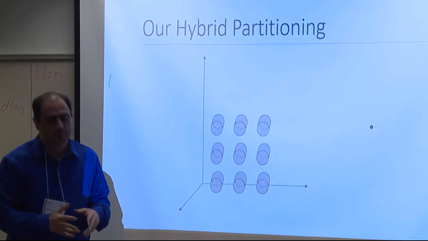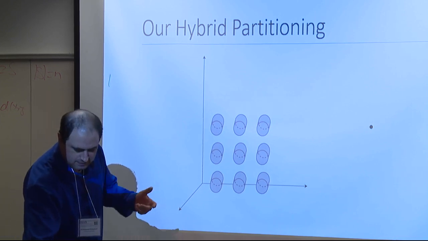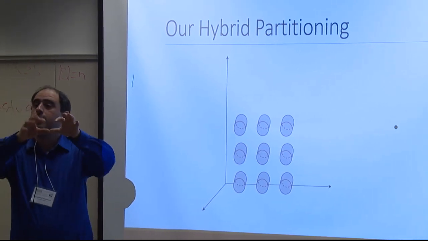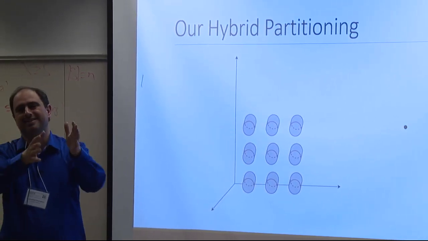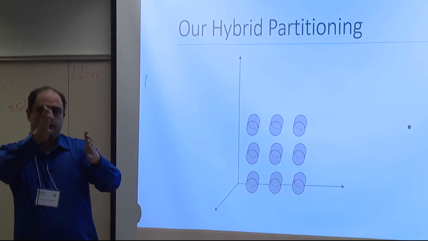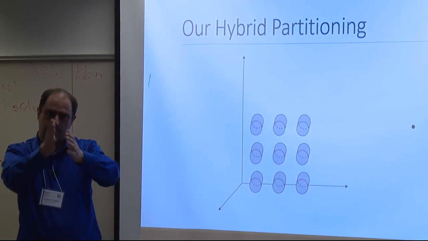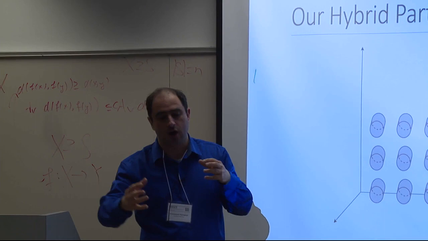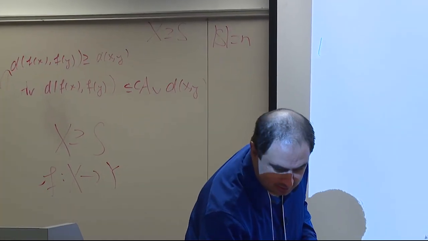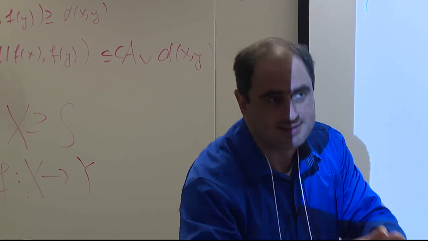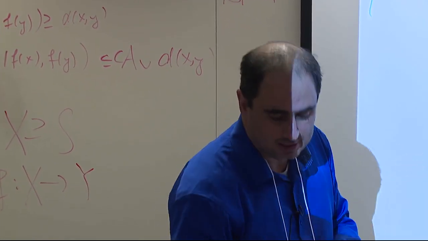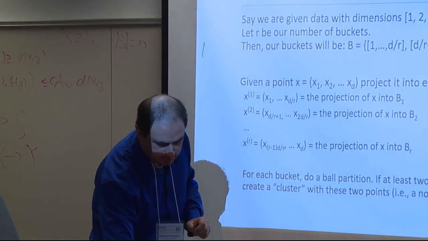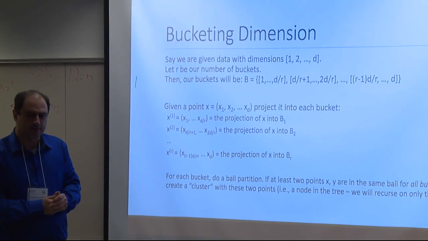So what is the meaning of hybrid partitioning? I will mention the algorithm. In some sense, we do something similar to Aurora: we make it into a grid. But on each of these cells, we are actually running a ball partition. So this is like a cylinder. It is a combination of a sphere and a cube. That's somehow the idea. Let me go to the exact definition.